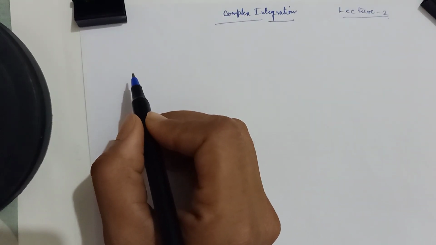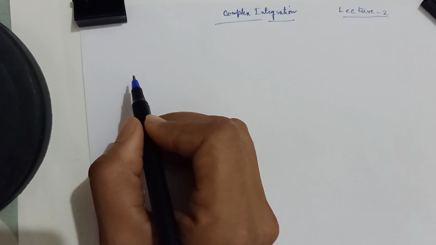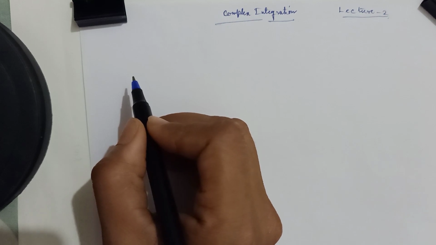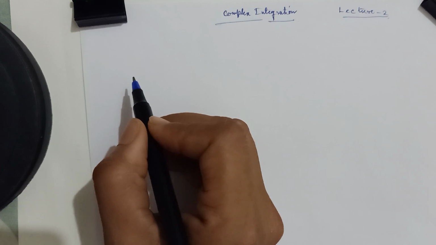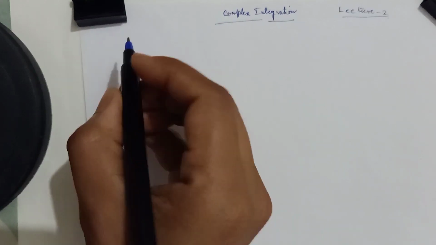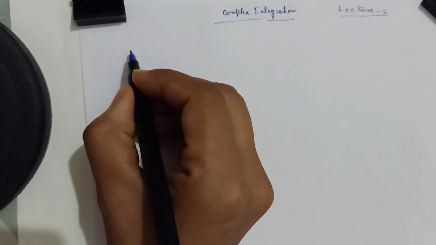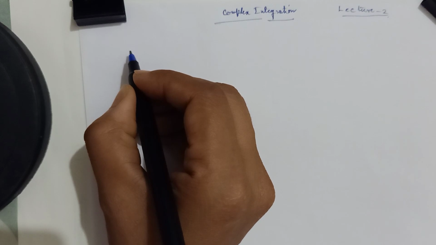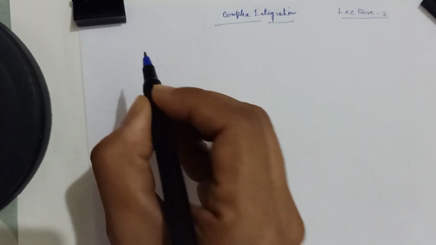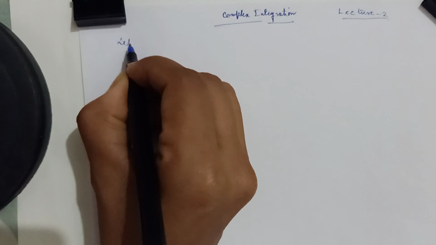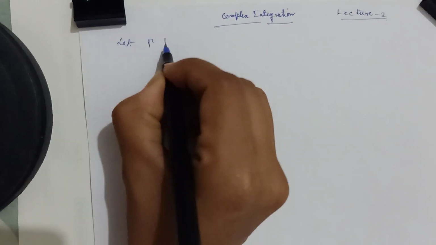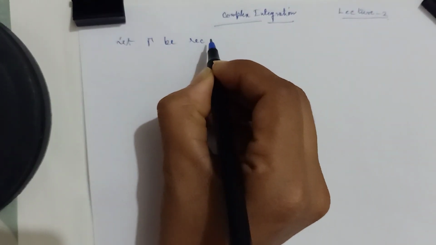In the last lecture we have already discussed rectifiable curves, regular curves or arcs, contour, closed contour and some properties of rectifiable curves. Now here we define complex integration. Now let gamma be a rectifiable curve.